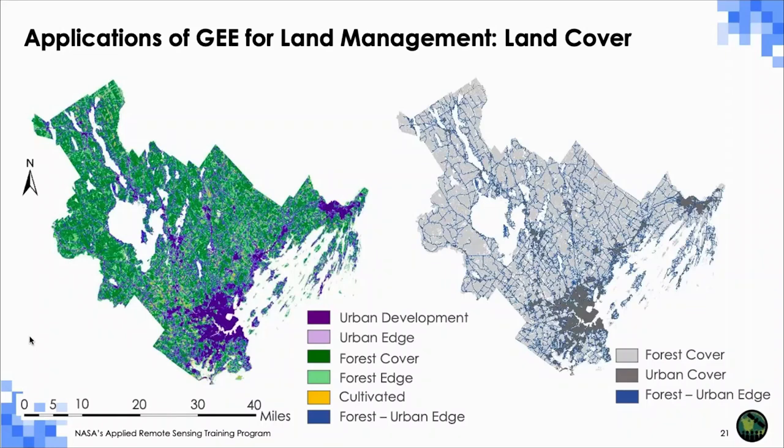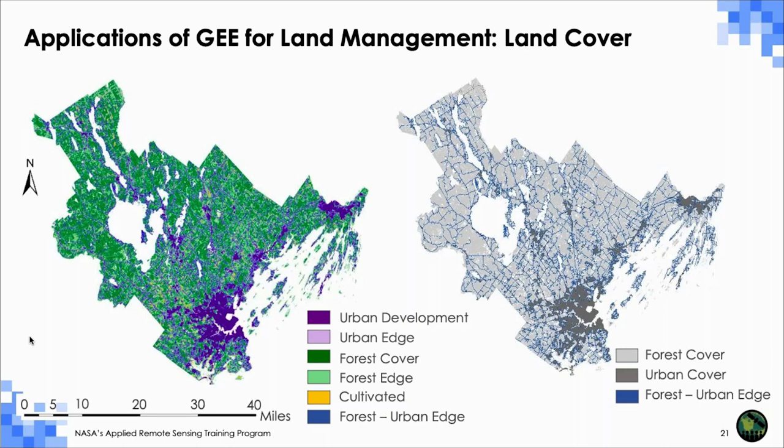So here was the team's final result. The classes used were urban, forest, and cultivated, which accounts for cover types like agriculture. More classes were initially calculated in their analysis, but it was determined that the most important classes were these three, since the focus of this part of the project was to identify forest-urban edge habitat.